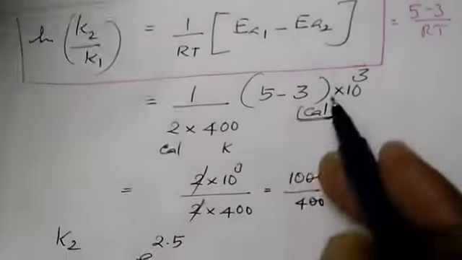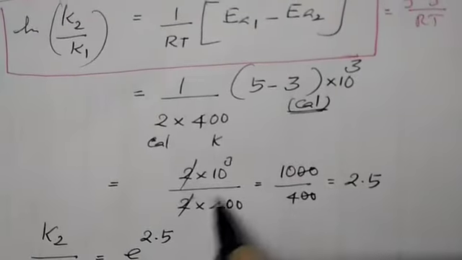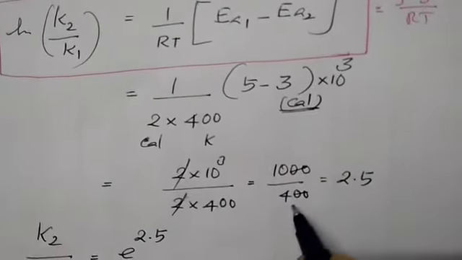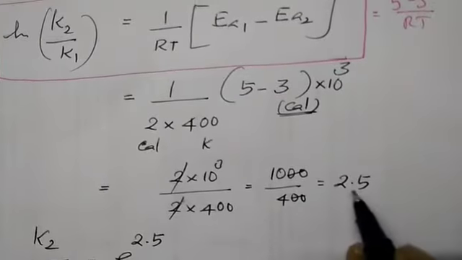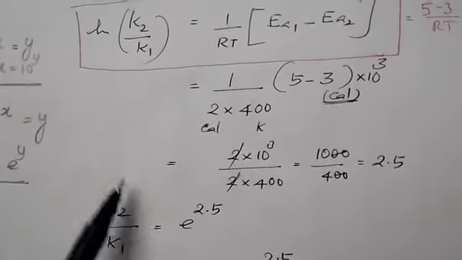Now you can see 2 into 10 power 3. So now what we are cancelling: 10 power 3 is 1000, divided by 400. So 10 by 4 gives you 2.5. Now this is ln K2 by K1.